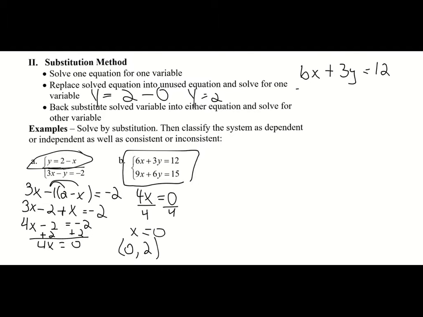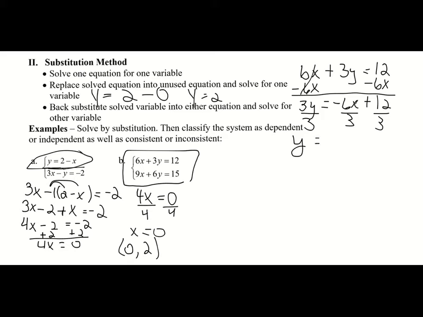If I solve for y, that means I have to subtract 6x from both sides. So I'm going to make it y equals. Right now I have 3y equals negative 6x plus 12, trying to keep it in slope-intercept form. I'm going to divide everything by 3 so I get y by itself. So now I have y equals negative 2x plus 4, because 12 divided by 3 is 4. All right, so now we have a y equals equation, which is excellent.